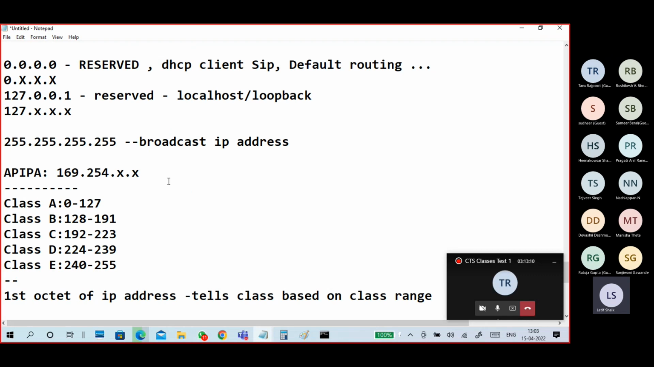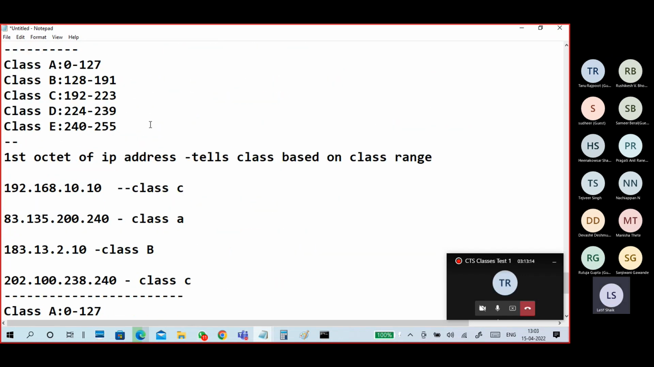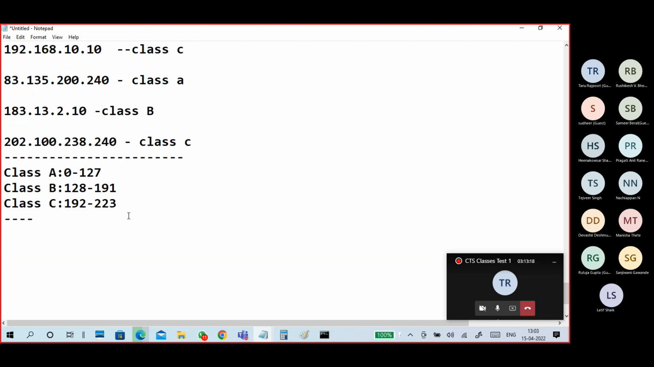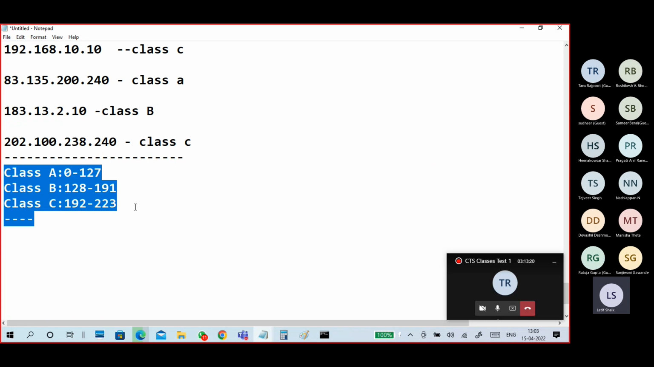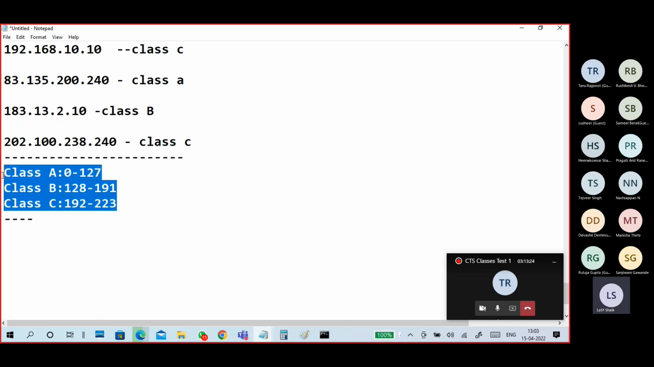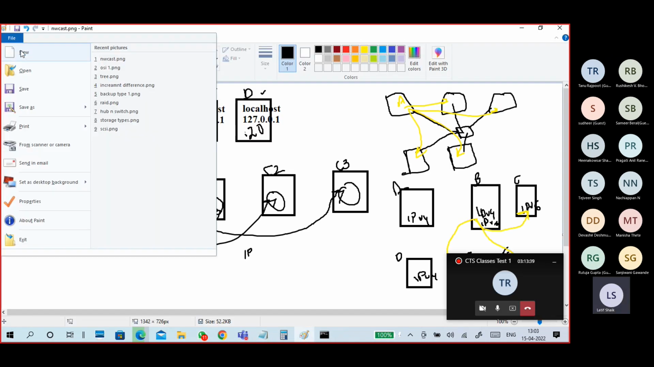So first of all, your IP address is divided into 5 classes: class A, class B, class C, class D, class E. Class A, class B, class C are unicast IP addresses. So this range of IP addresses, we use it to communicate. And I said how to identify a class based on the first octet. The next part is, look at here.